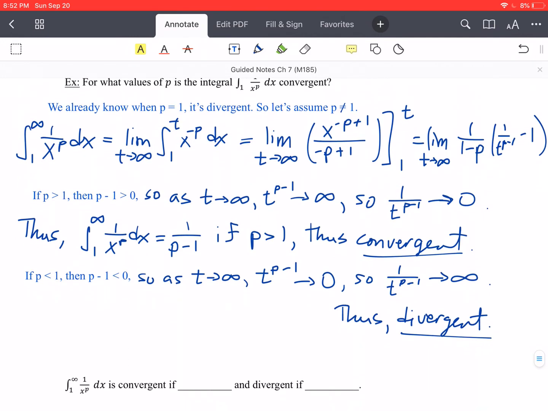Okay, so in conclusion, the integral from 1 to infinity of 1 over x to the p dx for any real number p is convergent if p is greater than 1 and divergent if p is less than or equal to 1. Okay, and these are pretty common functions to deal with in terms of their convergence or divergence. Again, we'll be seeing them later on towards the end of the semester. So, but let's go ahead and look at another example.